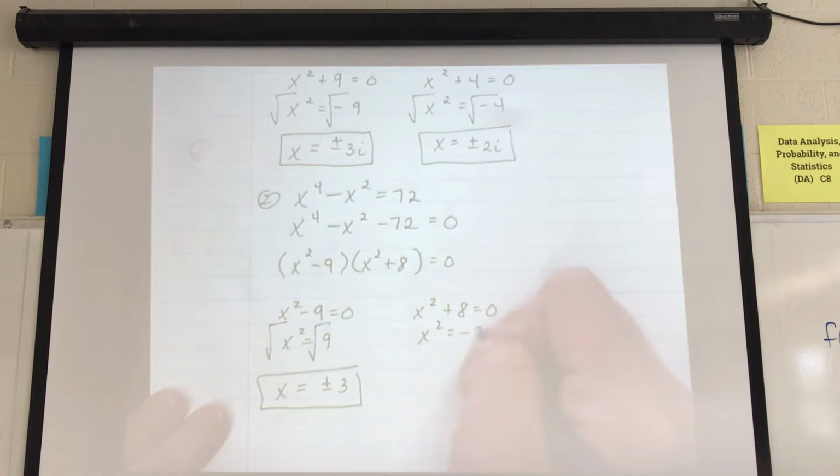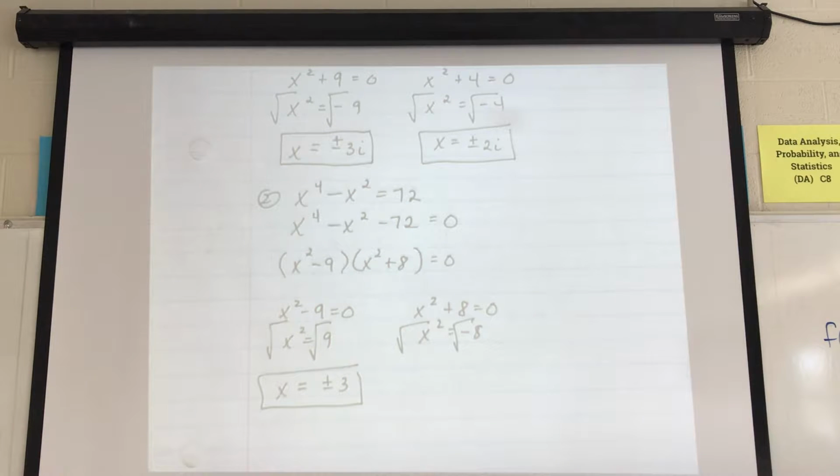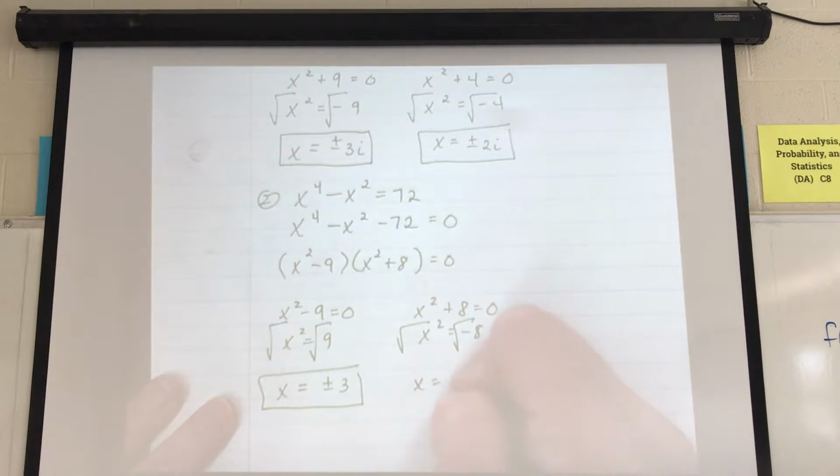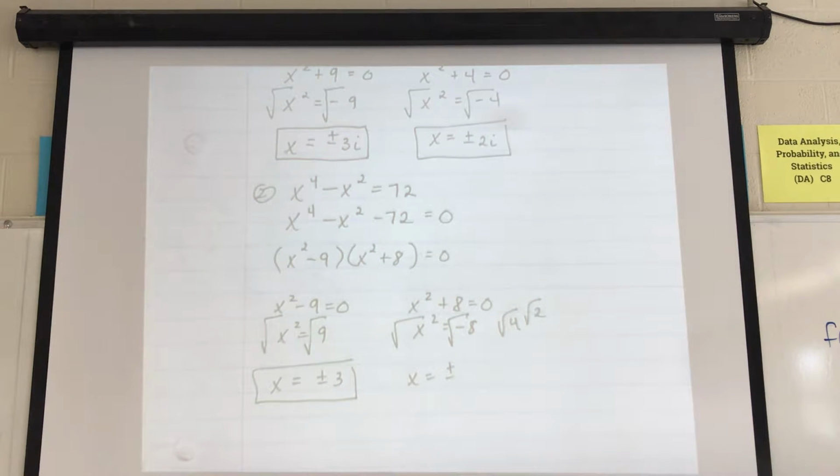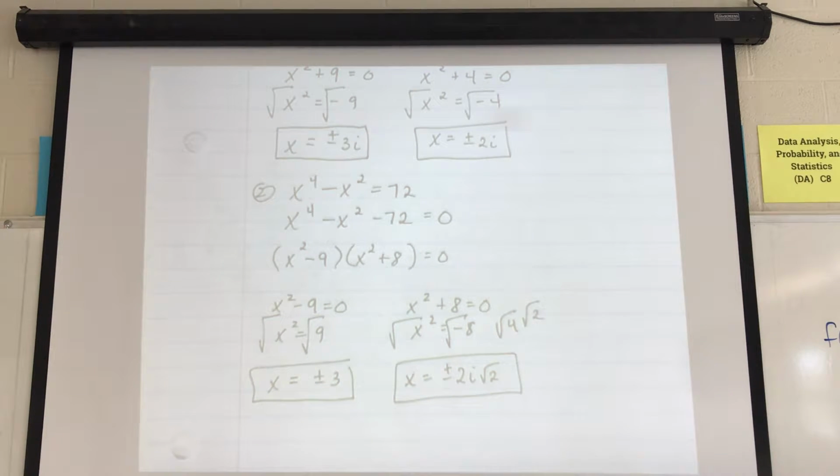Alright, this guy I'll subtract 8. Take the square root. And then, as we've been doing for a while now, simplify this guy. So it's x equals plus or minus. I'm going to break that into 4 and 2. So that will be 2, and i for the negative sign, and a radical 2. And there are my solutions.